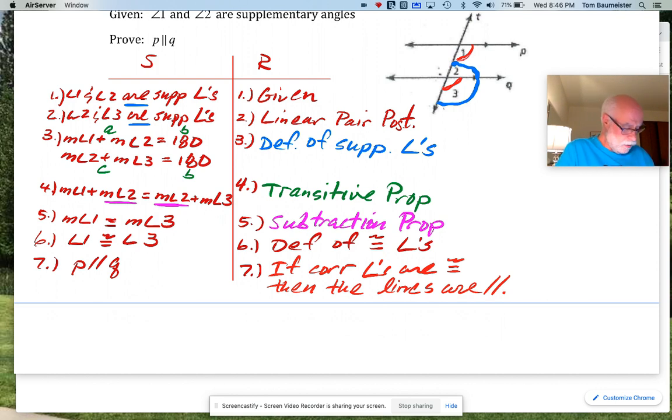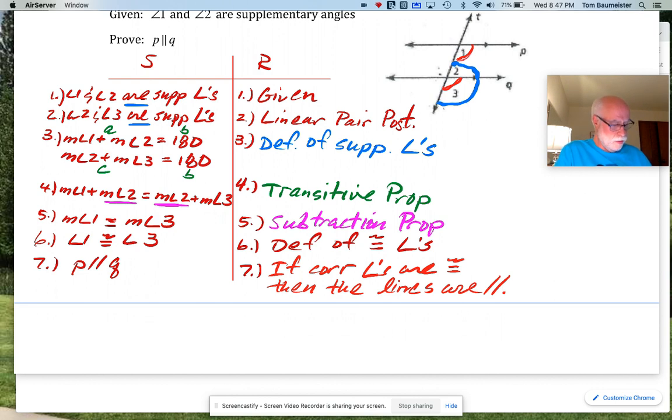Since I can say that they're congruent, the measure of angle 1 is equal to the measure of angle 3. And then, since their measures are the same, I can state that they're congruent by definition of congruent angles. And again, the last thing is always what we're trying to prove.